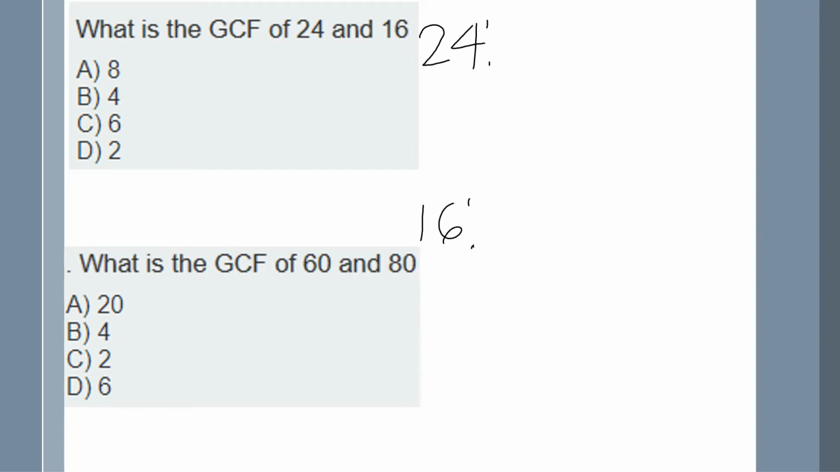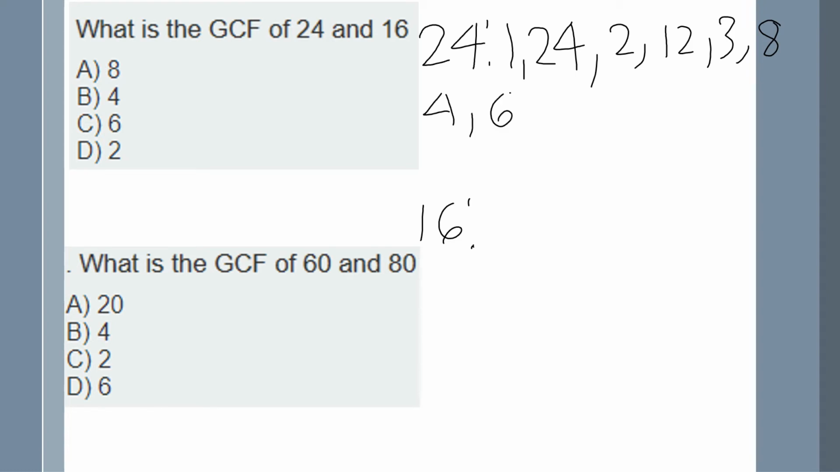Let's look up the factors that give me 24. 1 times 24 gives me a factor. 2 times 12 gives me another one. 3 times 8 gives me another one. 4 times 6 gives me another one. And that's all the factors that give me 24.